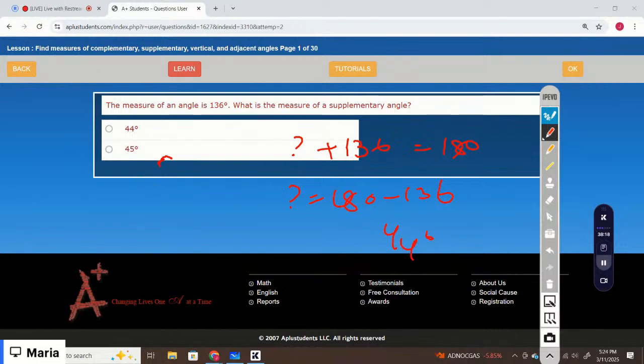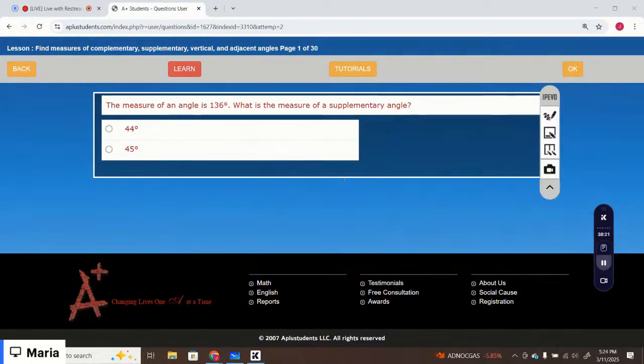Okay. The correct option is 44 degrees. Let's just move on to the next one.